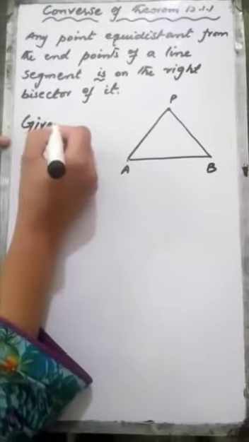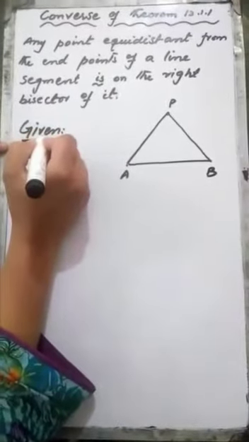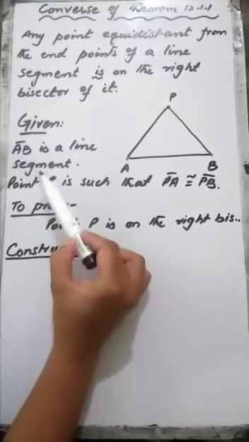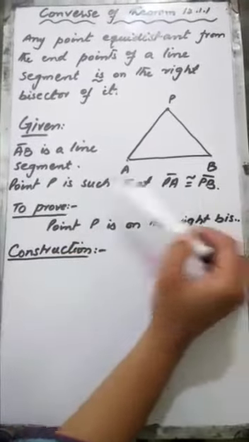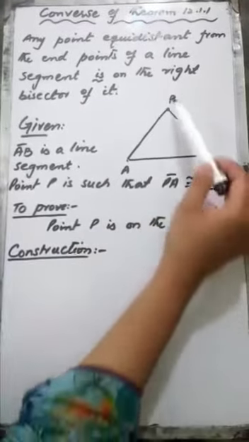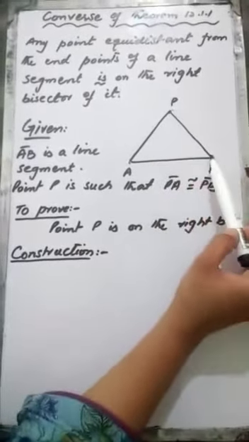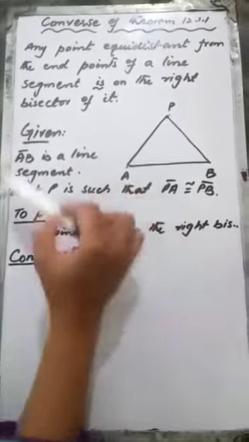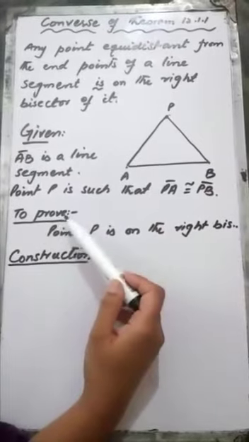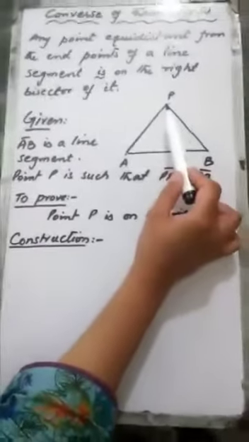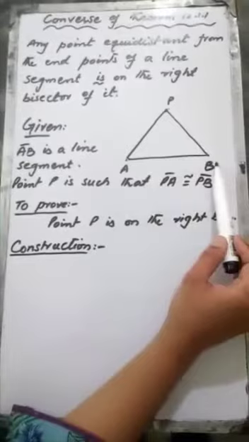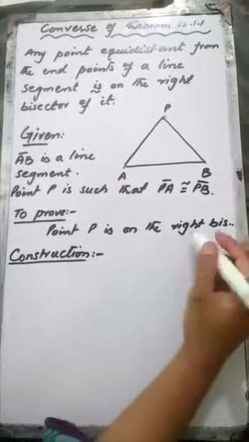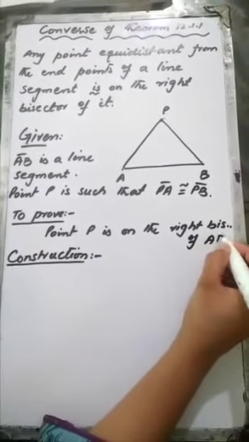So first of all we will write the given, whatever is given in the theorem. In the given, AB is a line segment, and point P is such that PA is congruent to PB. Means this point is equidistant from A and from B. All this is given. Now what we have to prove? We have to prove that this point P is on the right bisector of this line segment AB. Point P is on the right bisector of line segment AB.